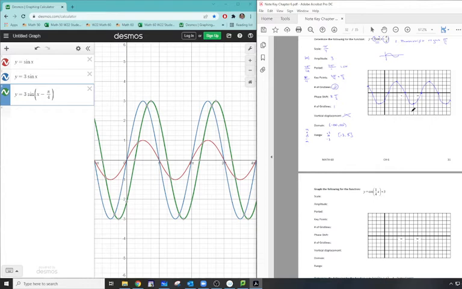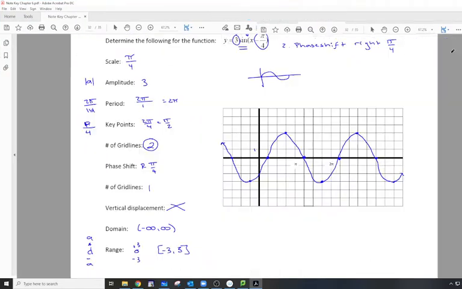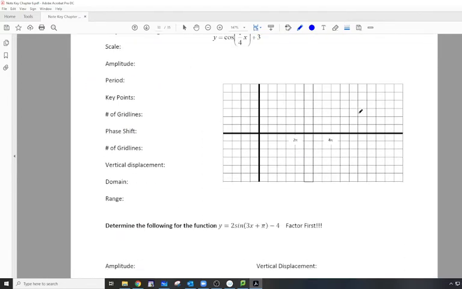So whether you want to start with your base sine graph and then stretch it and move it right, or whether you want to say, hey, where does a sine graph start? And then where would my next key point be? You're good to go. So now what I would like you to do is try this one.